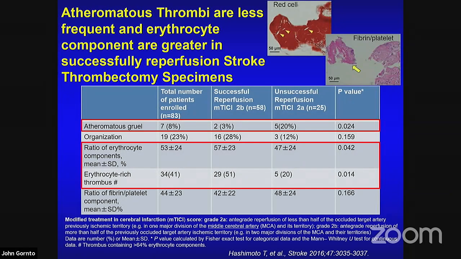If it is present in the aspirate, they are more likely to be unsuccessful. And if you look at those that are successful, they're much more likely to have red cell thrombi versus those that are unsuccessful. So the ones which are more unsuccessful are more organized. That is, they have more platelet and fibrin-rich thrombi. So that's what I was trying to show in this particular study.